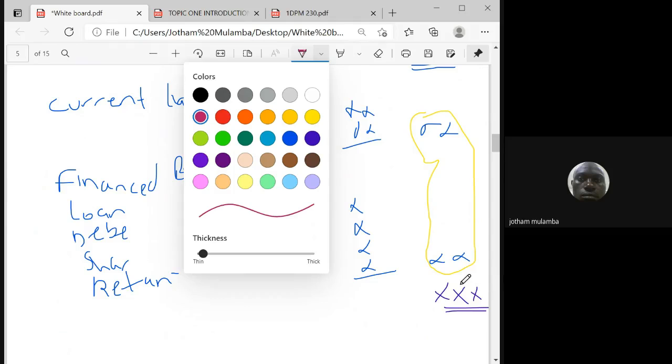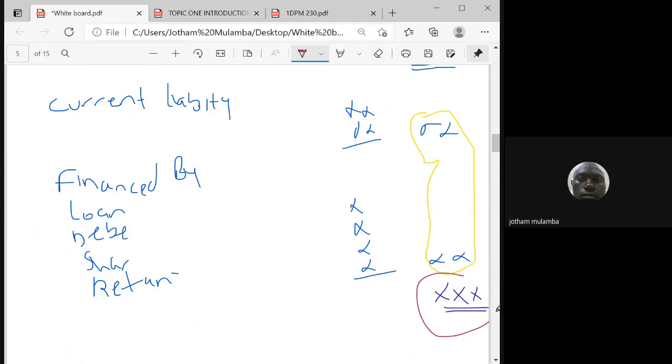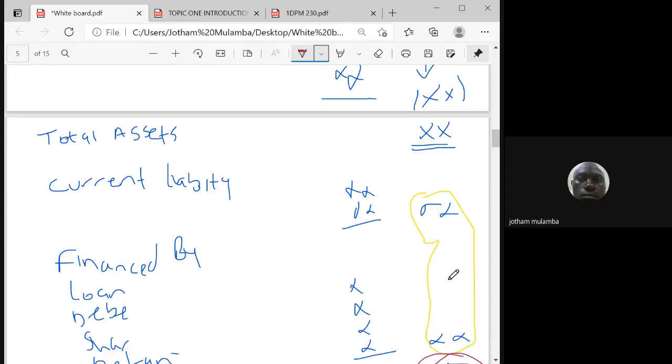The total we get here should be same as total here. This total we have said, total assets. So these two totals should be same for us to have achieved that particular equation. But for some reasons, they might be different.